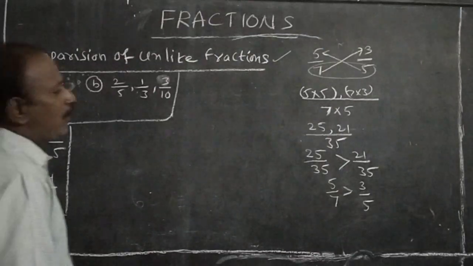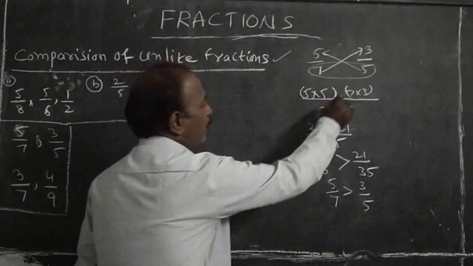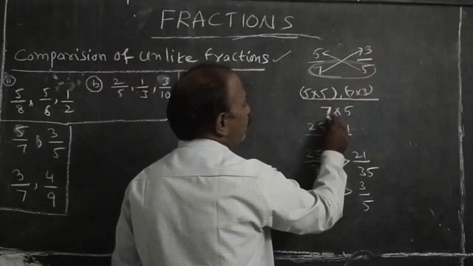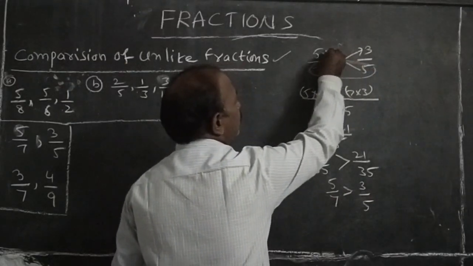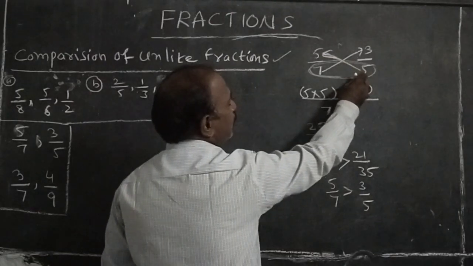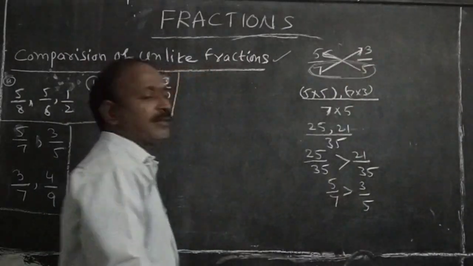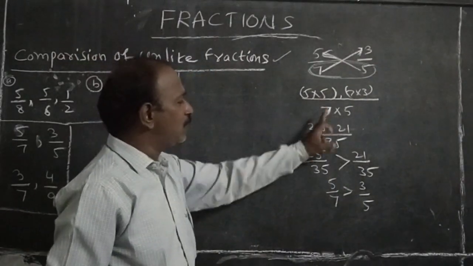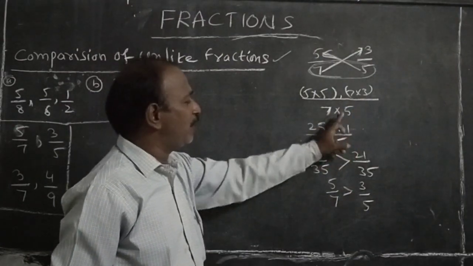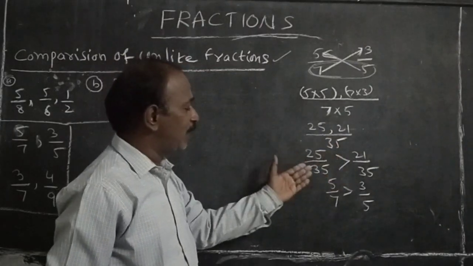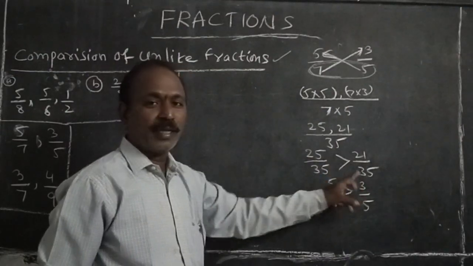The steps are to change into like fractions. For changing into like fractions, first we multiply the denominators, 7 into 5. Second step, the second fraction's denominator to the first fraction's numerator, 5 into 5. Next, the first denominator into the second numerator, 7 into 3. So 5 fives are 25, 7 threes are 21, over 7 into 5, 35. That is, 25 by 35 and 21 by 35. These two are like fractions.